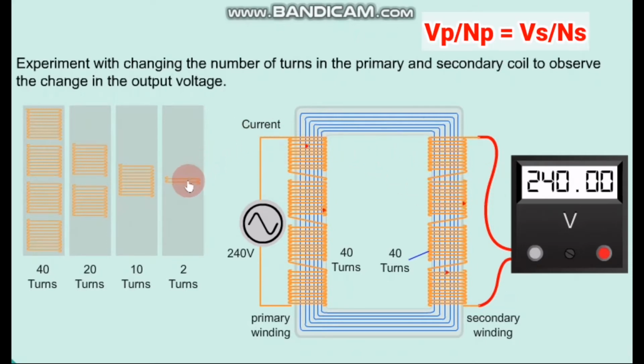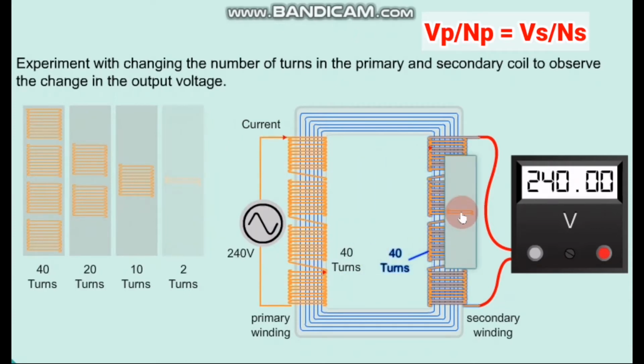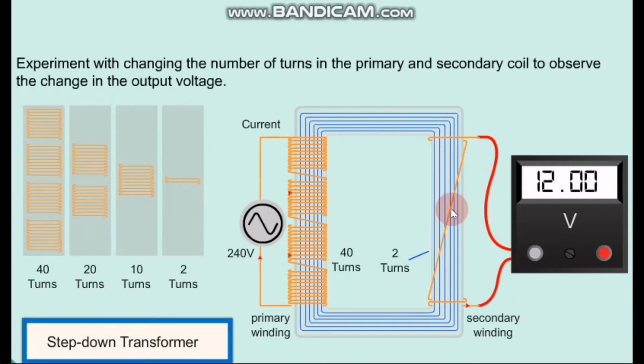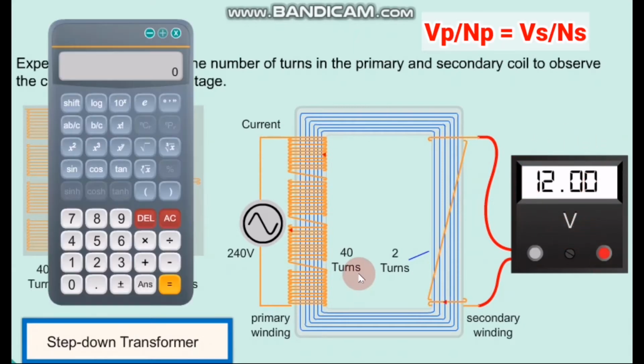So first, let's place 2 turns in the secondary coil. You can see that the output voltage reduced to 12. So this is how we calculate the output voltage. In the primary coil, we have Vp 240 volt, divided by Np, which is 40, and then multiplied by Ns, which is 2. So the output voltage Vs will be 12 volt.